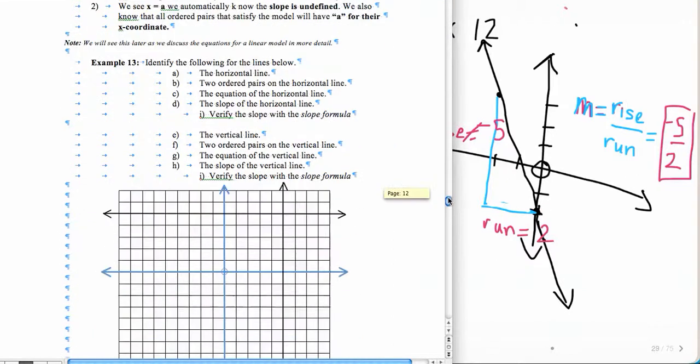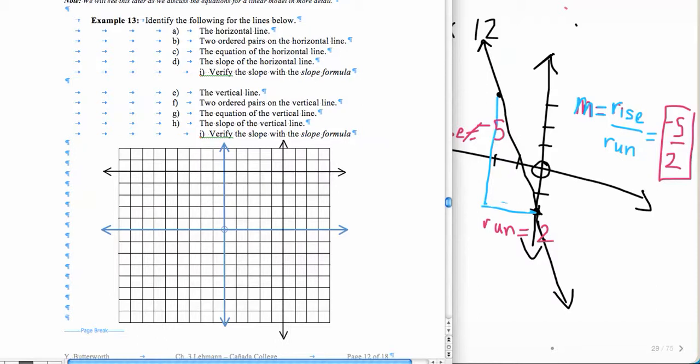So let's go ahead and take a look at an example here. We're going to finish this up in the next lecture, but we're going to look for the horizontal line and the vertical line, and then we're going to talk about all the characteristics here. We're going to list some ordered pairs on each of those lines. We're going to find the equation for each of them. That's a little bit advanced, but we're going to do it anyway. And then we're going to find the slope, and then we're going to verify that slope with the slope formula, just to bring everything full circle. So we'll do that in the next mini lecture.